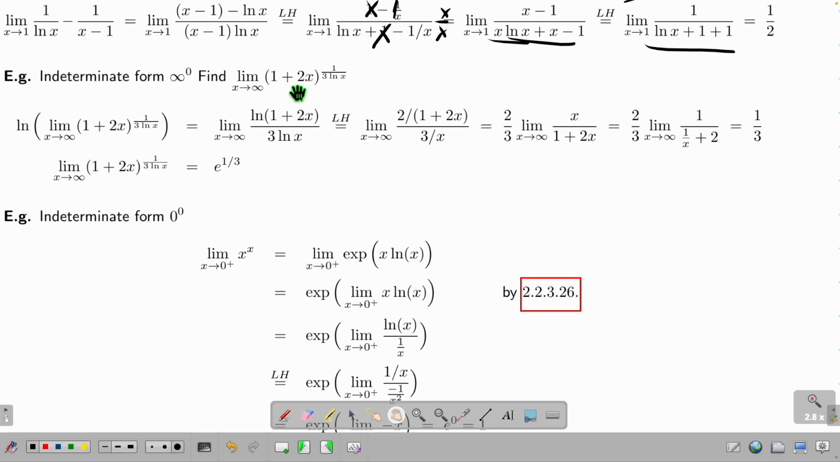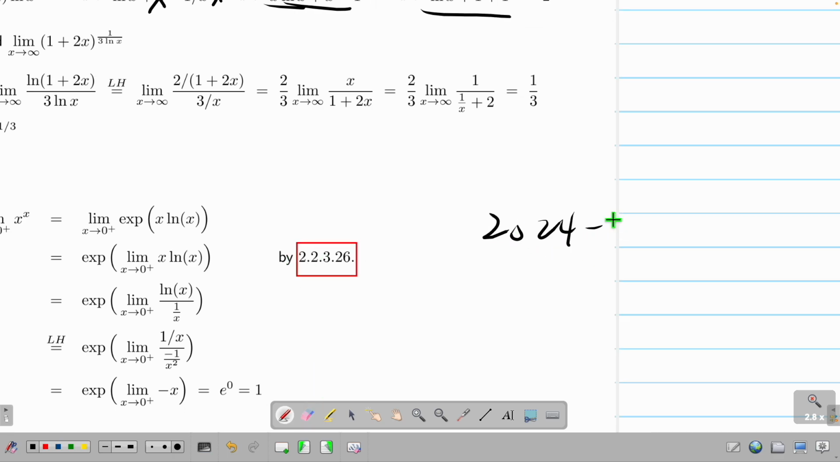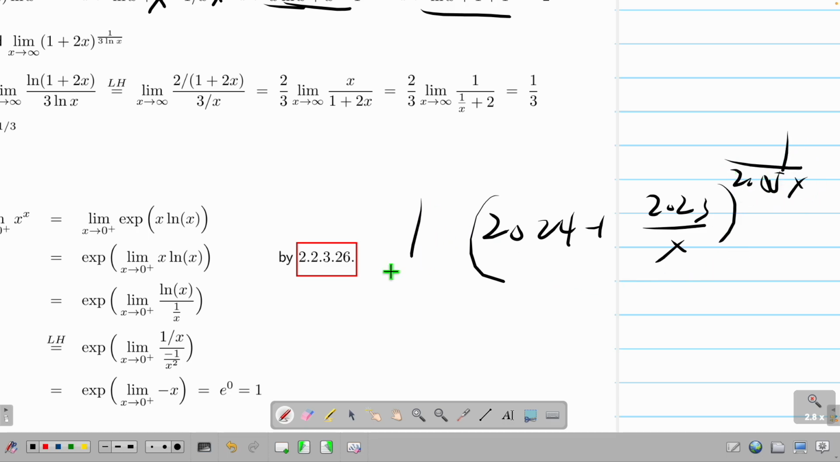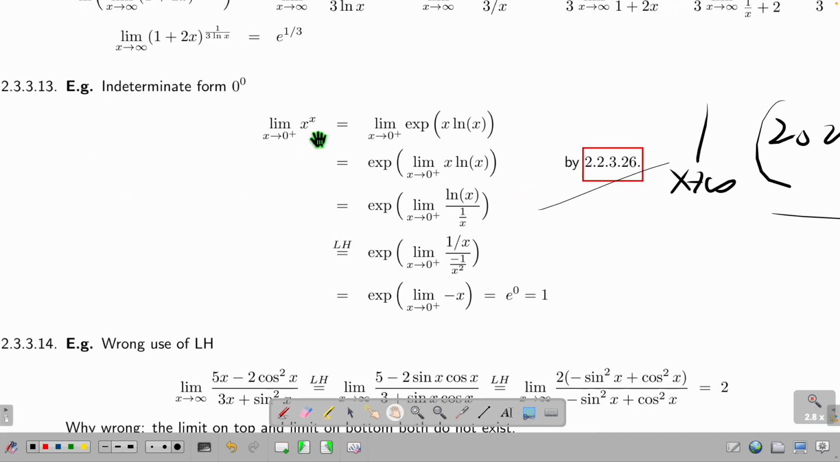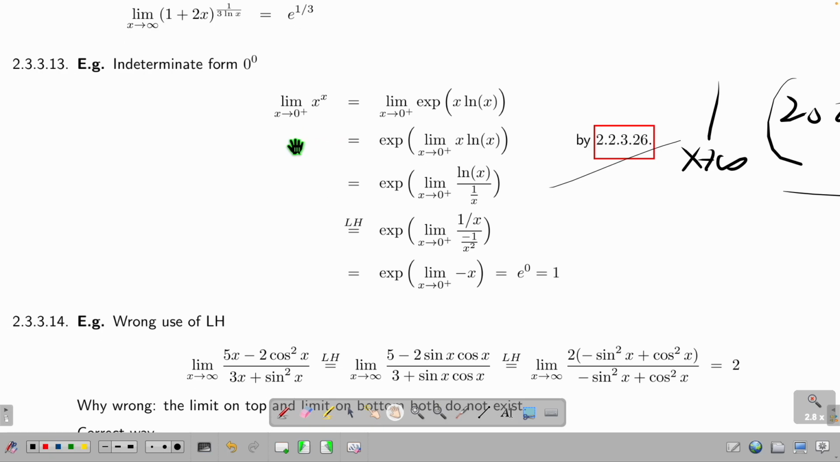In the math book, there's a bunch of exercises. I give you, for example, 2024 plus 2023x, to the power 2025x, let's say this. Limit x goes to infinity. Okay, what is it? It will be e to something. Okay, and here is a fun one. x to the power x, limit x goes to 0. So you have 0 to the power 0. Because anything to the power 0 should be 1, but you have a 0 here.